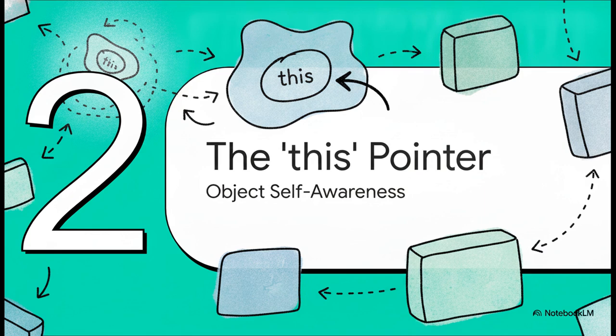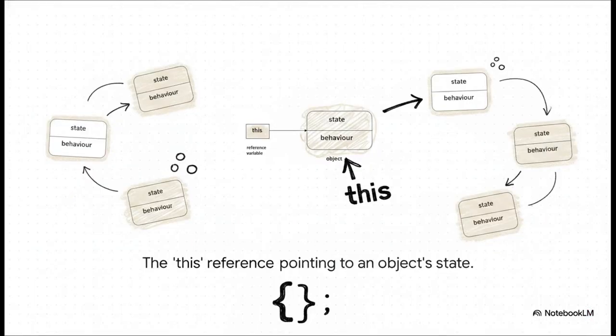Section 2. The this pointer, or object self-awareness. So now that we've successfully brought our object into the world, we hit a kind of interesting philosophical programming question. How does the object actually know who it is? When it's doing work, how does it refer to itself?